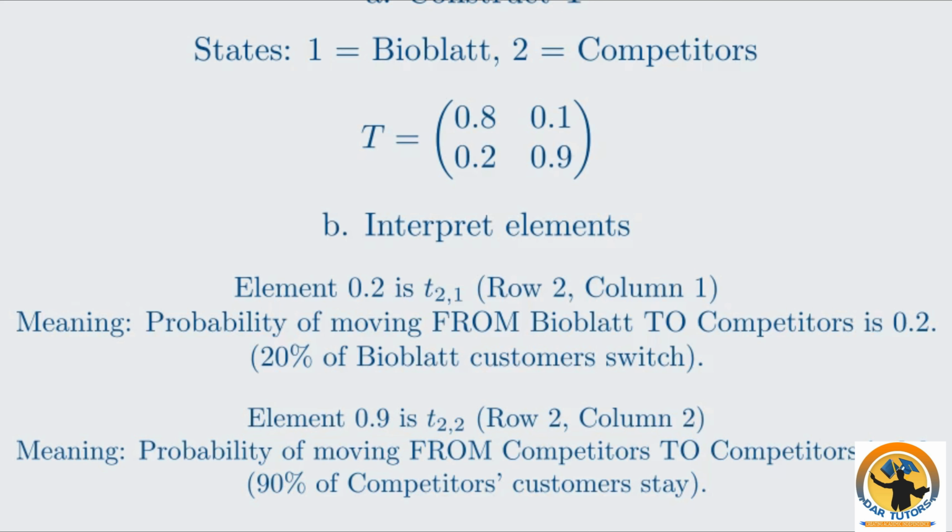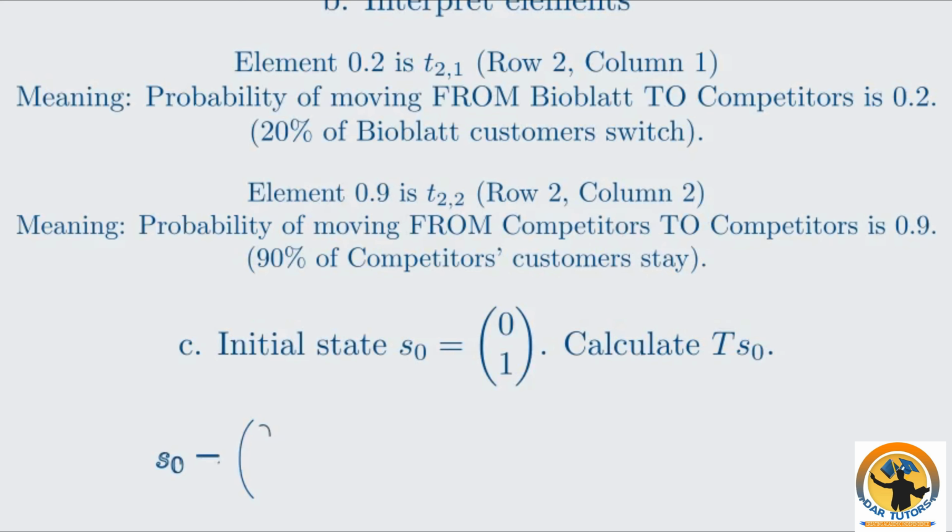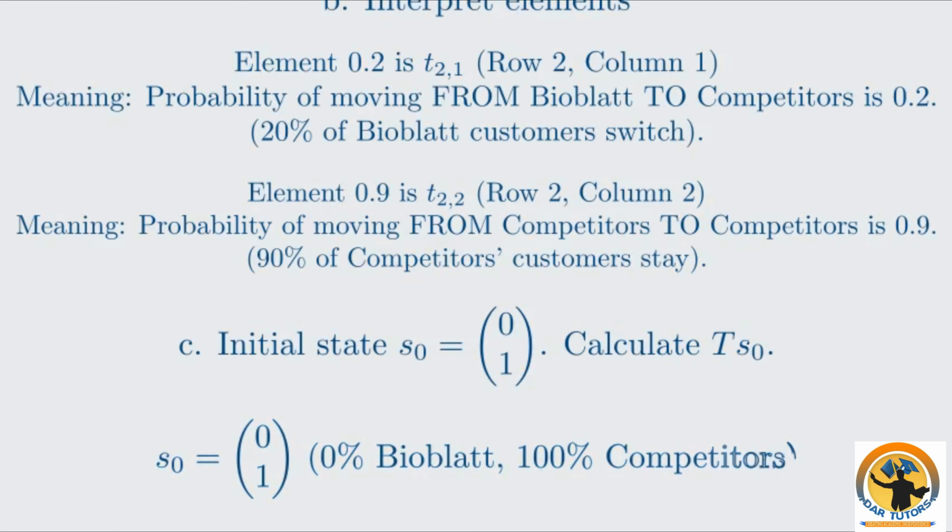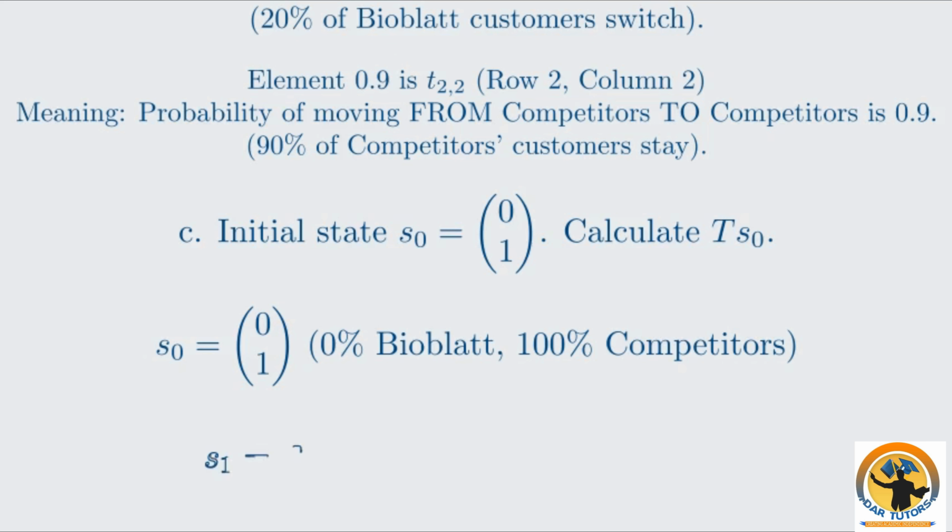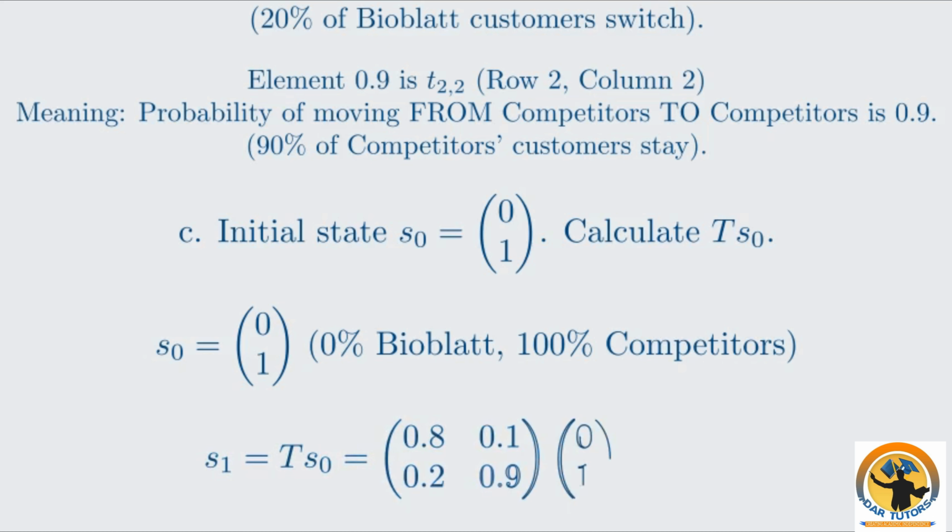Now for the calculations. Part C tells us that initially, BioBlat has no market share. This means 0% of customers are with BioBlat and 100% are with competitors. So our initial state vector S_0 is [0, 1]. We need to calculate T times S_0. T times S_0 is [0.1, 0.9]. This is S_1, the market share after 1 week. It means 10% of the market has switched to BioBlat, and 90% remains with competitors.